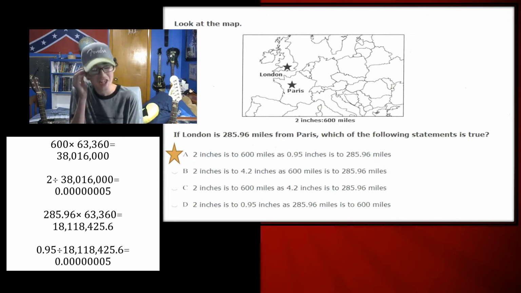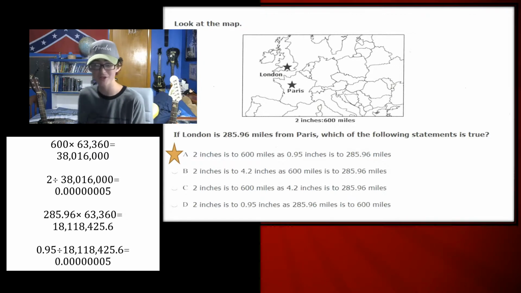Okay? So, 4.2 inches is to 285.96 miles. We already know what 285.96 miles is in inches. That's 18,118,425.6 inches. So if you divide 4.2 by 18,118,425.6, you get 0.0000023. 6 zeros. Not 7, 6, and there's no 5 in it. It's only 2, 3. So that C cannot be the answer.